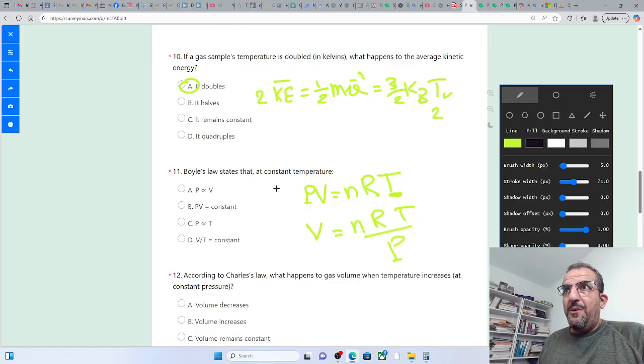Okay, so now let's go back and see what is the right answer. We can see here pressure is proportional to volume. Pressure times volume is equal to constant. Pressure proportional to temperature, and volume over temperature is constant. I can see here the number of moles is constant, the gas constant also is constant, and the temperature according to Boyle's law is constant. So you will see, guys, that the right answer is B, which is PV equal to constant. So B is the right answer.